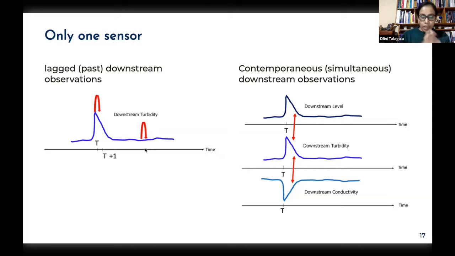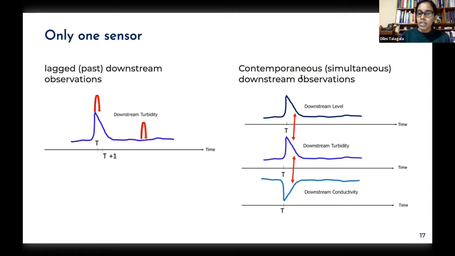Let's think about this as a downstream turbidity series, and let's imagine we want to identify anomalies in this downstream turbidity series. One conditioning type that we can think of is the information coming from downstream past observations. Using my past observations, I can talk about the current observation. So that is one conditioning type.